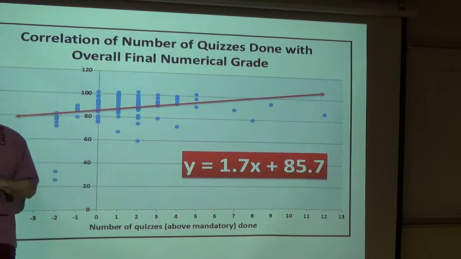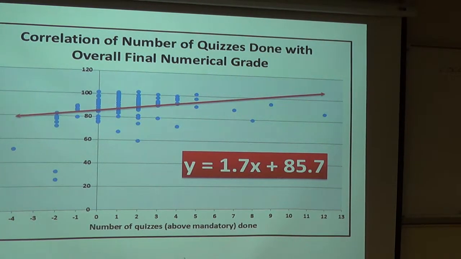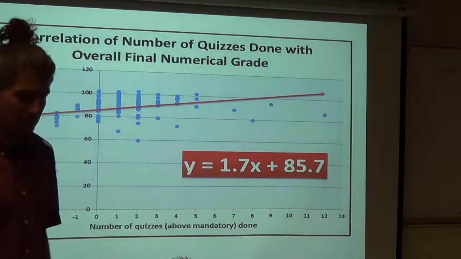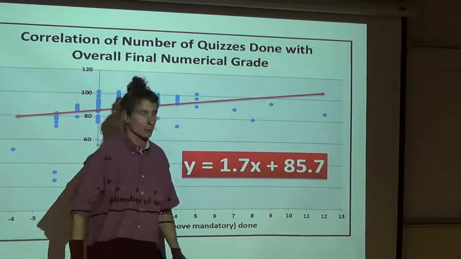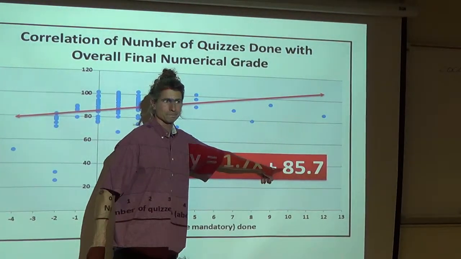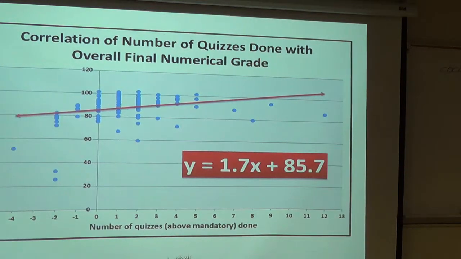What does this equation mean? Y equals 1.7x plus 85.7. Interpret those pieces of that equation for me, if you would. I was pleasantly surprised by this equation. Slope! What's the slope? Y equals mx plus b. What's b? And what is the y-intercept? That's slope, actually. What's the y-intercept?